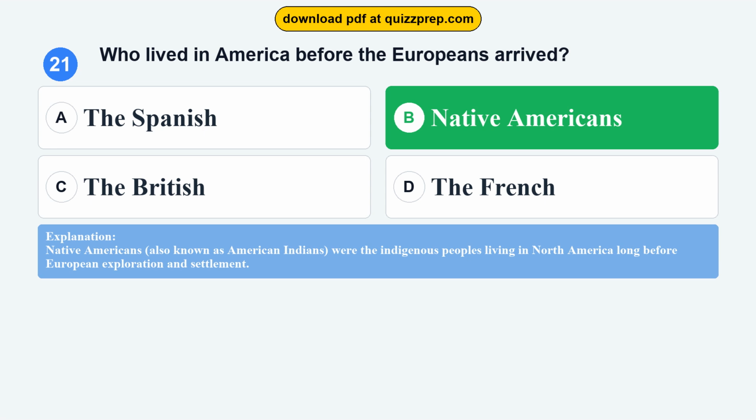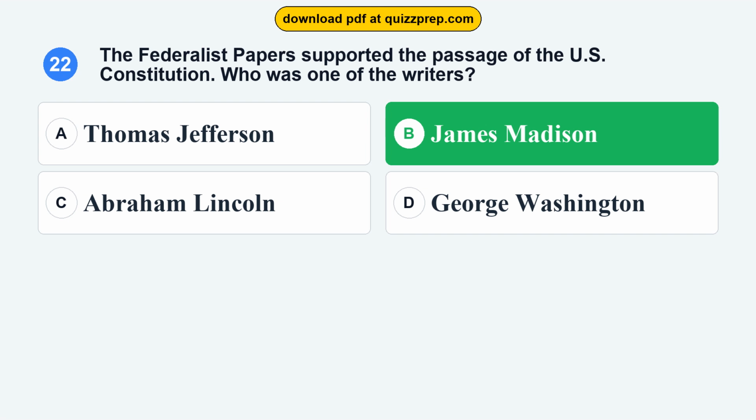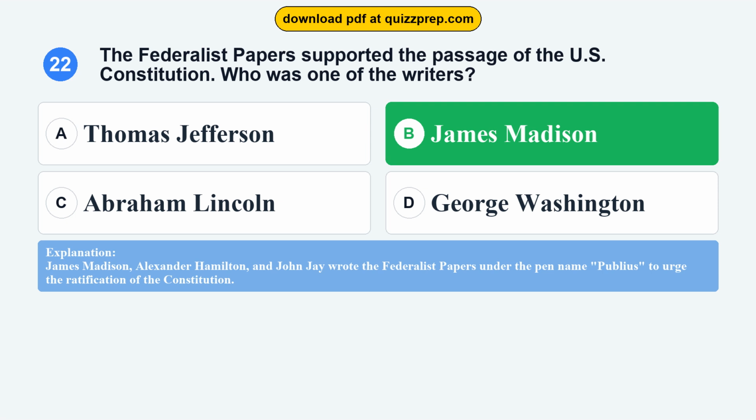settlement. Question 22. The Federalist Papers supported the passage of the U.S. Constitution. Who was one of the writers? Option A, Thomas Jefferson. Option B, James Madison. Option C, Abraham Lincoln. Option D, George Washington. The correct answer is option B, James Madison. James Madison, Alexander Hamilton, and John Jay wrote the Federalist Papers under the pen name Publius to urge the ratification of the Constitution.